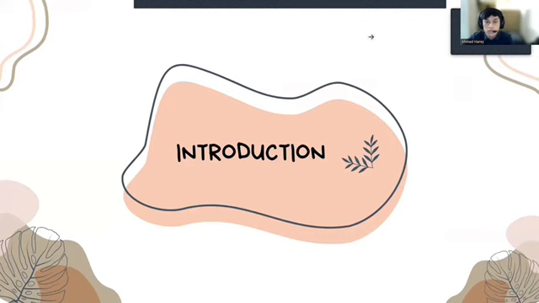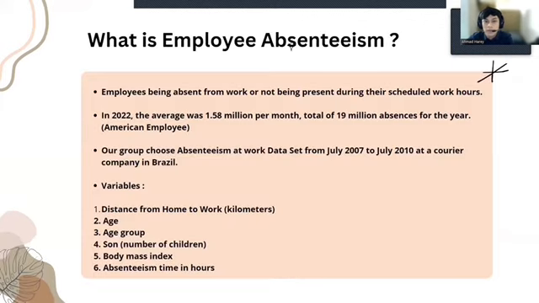So for intro, what is actually employee absenteeism? It is actually employee being absent from work or not being present during their scheduled work hours. So this is fact. In 2022, the average was 1.58 million per month and a total of 19 million absences per year. So you can see a pattern each year. So our group chose absenteeism at work data from July 2007 to July 2010 at a courier company in Brazil to do the data analysis.